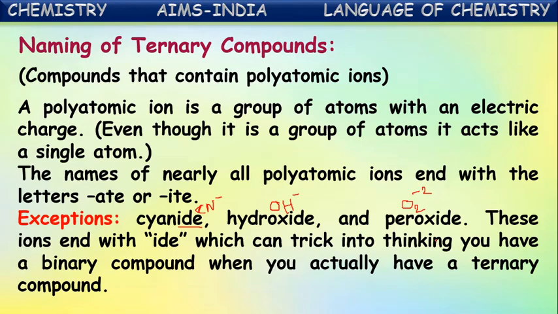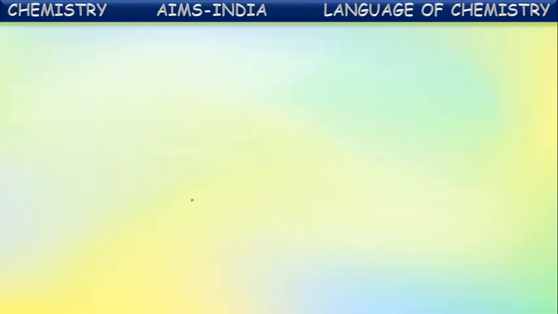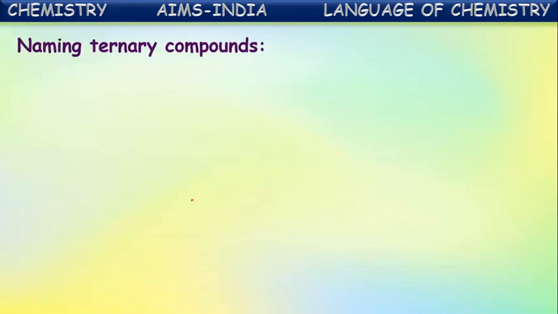But the remaining polyatomic ions mostly get either "ate" or "ite" at the end of the name. When you have a ternary compound, you may confuse it with a binary compound if you have cyanide, so only these three are exceptions. Mostly they contain either "ate" or "ite" in their name. Okay, now let us see how to name these.